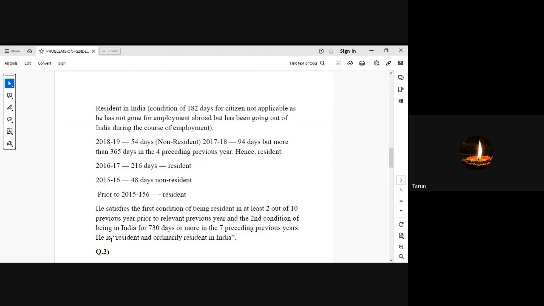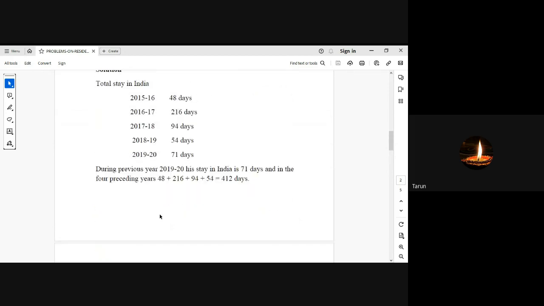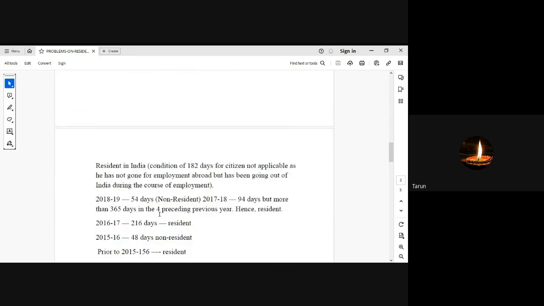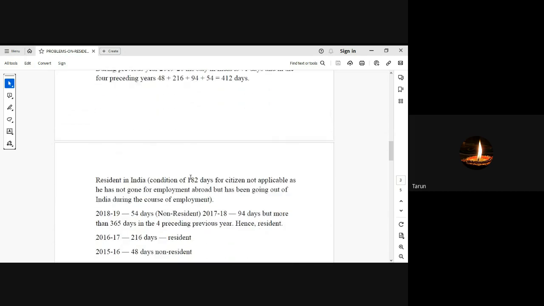If you calculate since the beginning, you can easily estimate that he has spent 2 years in India of the previous years. The condition of 182 days for a citizen is not applicable. He has not gone for employment abroad, but he has been going out of India, of course, during the course of employment. So during 2018-19, 54 days.